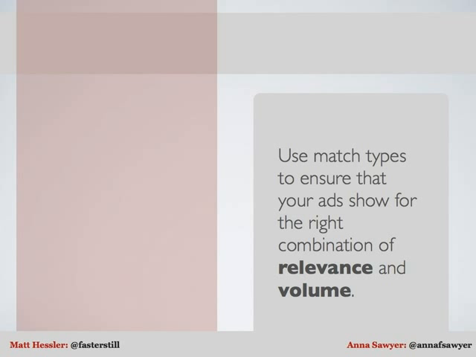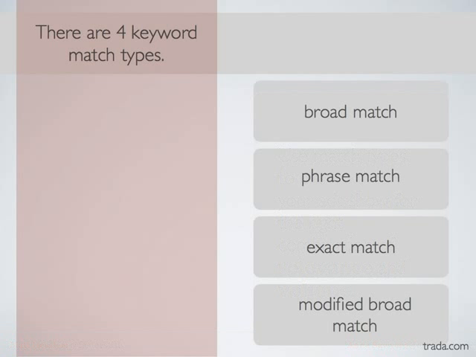Just to be totally clear, match types are ways of entering keywords into the back end of your AdWords account to try and target different volumes and different types of relevant audiences. So let's jump right into it. First off, there are 4 keyword match types: broad match, phrase match, exact match, and then modified broad match.